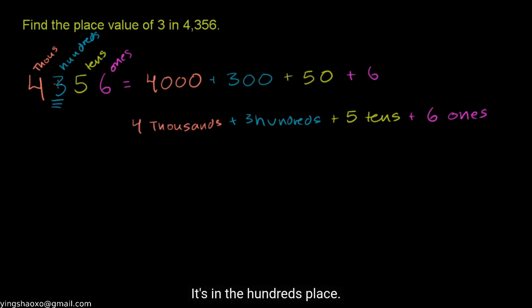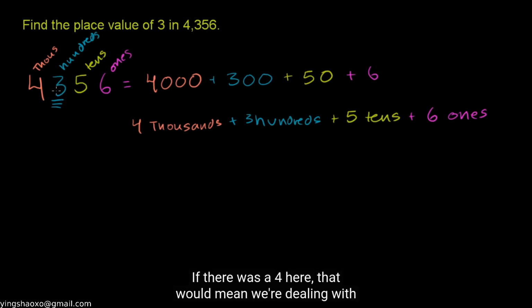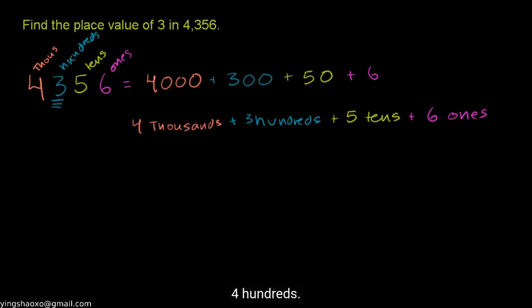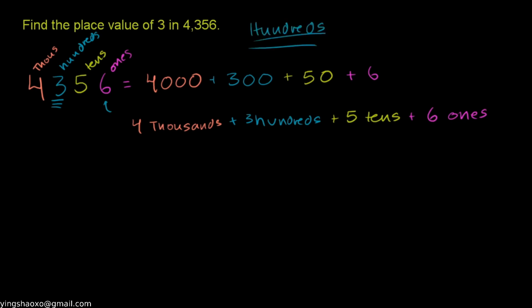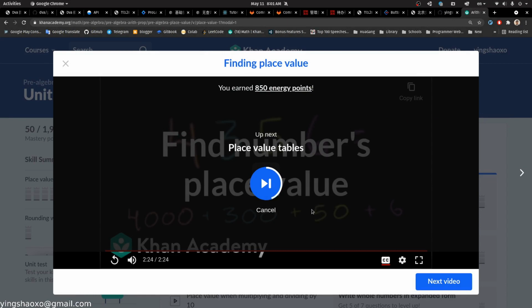And its place value, it's in the hundreds place. If there was a 4 here, that would mean we're dealing with 400. If there's a 5, 500s. It's the third from the right. This is the ones place. That's 6 ones, 5 tens, 300. So the answer here is it is in the hundreds place. So 100 place. That's good.